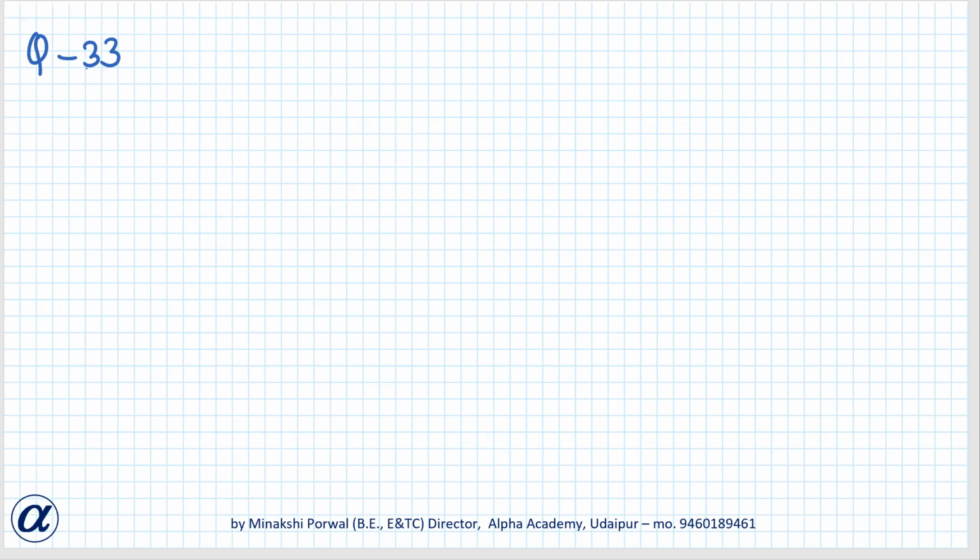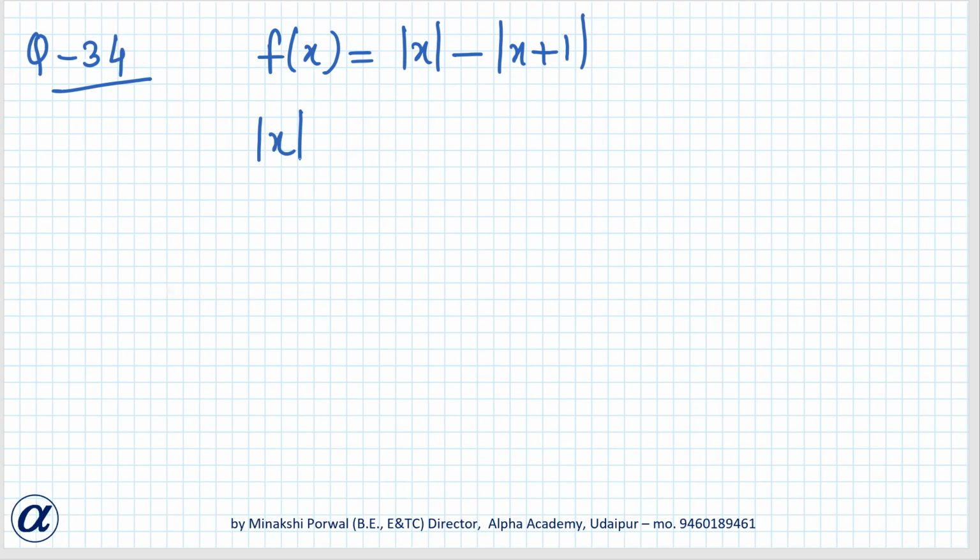Then question number 33. 33 we have just done. Question 34: find the point of discontinuity of the function f(x) defined by f(x) equals mod of x minus mod of x plus 1. Like yesterday, if there are two continuous functions, then their sum, difference and product, and division will be continuous. As mod x is a continuous function, and mod of x plus 1 is also a continuous function, their difference will also be a continuous function.